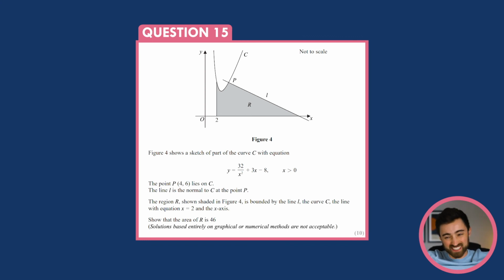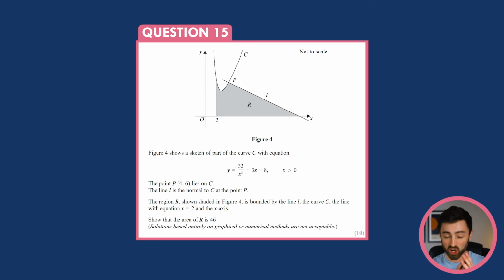Last question. It's easy as that, right? Figure 4 shows a sketch of a part of the curve C with equation, all of that stuff. The point P, which is 4, 6, lies on the curve. The line L is a normal to C at point P. The region R, as shown shaded in figure 4, is bounded by the line L, the curve C, and the line with the equation x equals 2 on the x-axis. A lot of stuff. Show that the area of R is 46. Okay, so it's a show that question. So luckily we can kind of check our answer at the end.